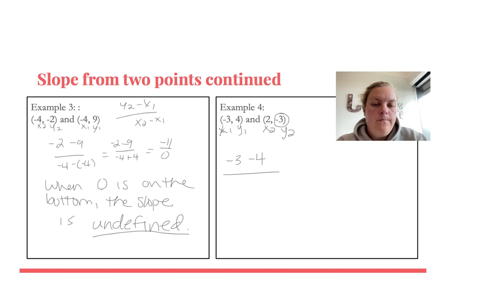not the -3 that's on the other ordered pair. And then I'm going to do 2 minus -3 because that's my x2 minus x1, which is going to give me -7 over 5. If you had done this the other way around, you would likely have also gotten the same answer with the negative on the bottom. As long as there is only one negative, the whole thing is a negative slope.